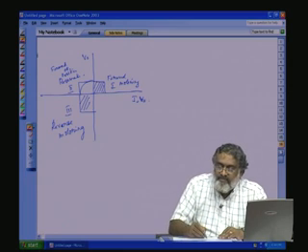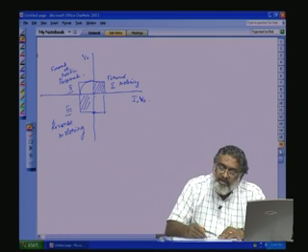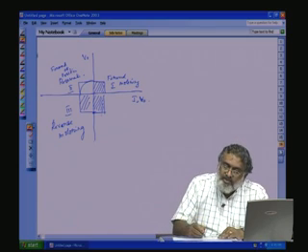Then what is this region, the fourth quadrant? Voltage is negative, so the motor is in the negative direction, but the current is positive. That means power is negative, and power flow is from the load to the source. So this is called reverse regeneration.